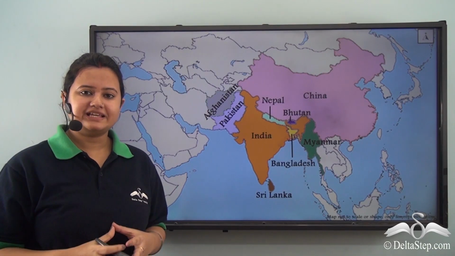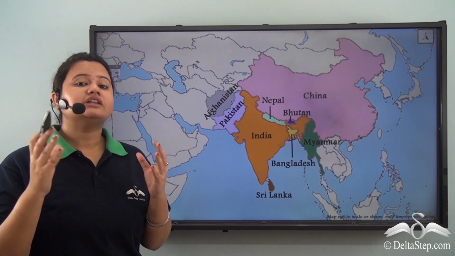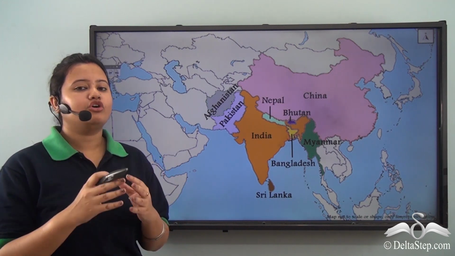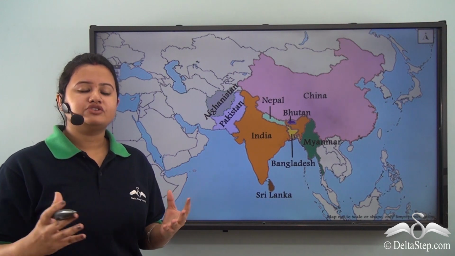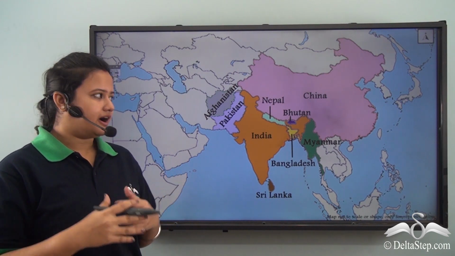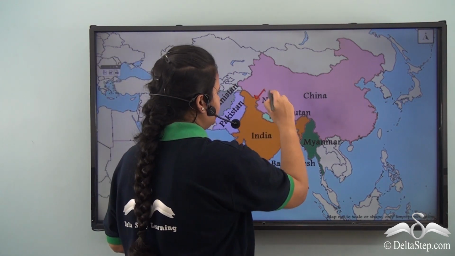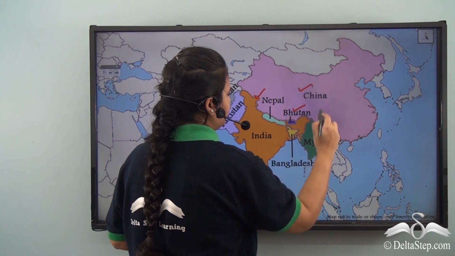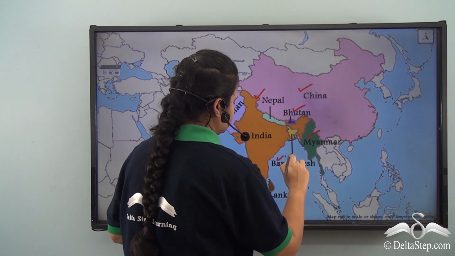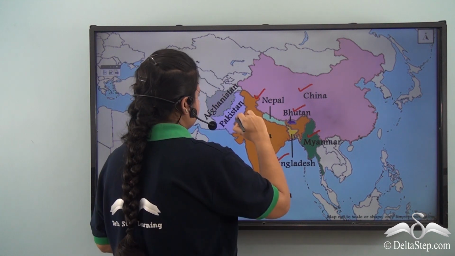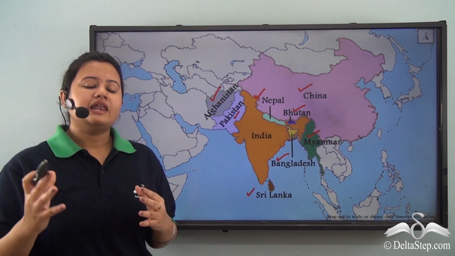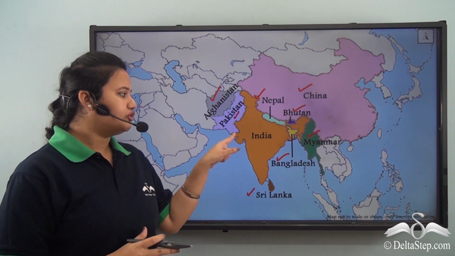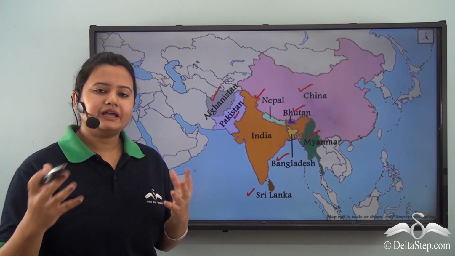In our previous lesson, we discussed the location and extent of India. We also identified the neighboring countries of India, and they are Nepal, Bhutan, China, Myanmar, Bangladesh, Sri Lanka, Pakistan and Afghanistan. Now let us compare the size of India with that of its neighbors.